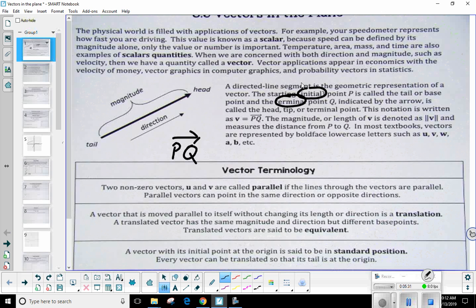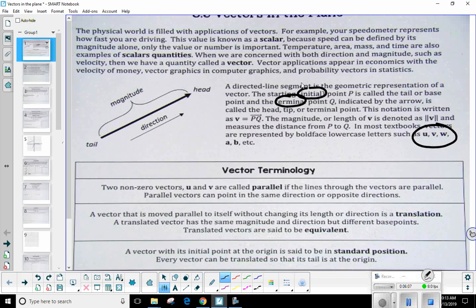If you want to do that, please feel free. But I just really want to emphasize that, especially if you move forward in calculus and college, you're going to see different ways of these being shown. Now the magnitude or length of v is denoted with double bars on either side, and it measures the distance from P to Q. In most textbooks, vectors are represented by boldface and lowercase letters such as u, v, w, a, and b. Typically, the most commonplace ones will be u, v, and w, and we know we're talking about a vector because it's going to be in bold.